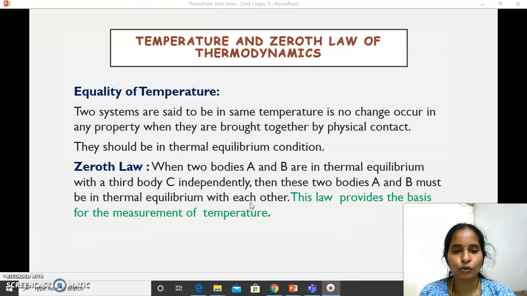Two bodies A and B are there. Another body C is there. These two bodies A and C are in thermal equilibrium, and B and C separately are in thermal equilibrium. So A and C are in thermal equilibrium, B and C are in thermal equilibrium separately, or individually. Then finally we can say that A and B, these two bodies, must be in thermal equilibrium with each other.